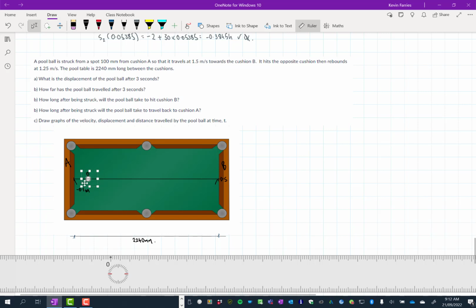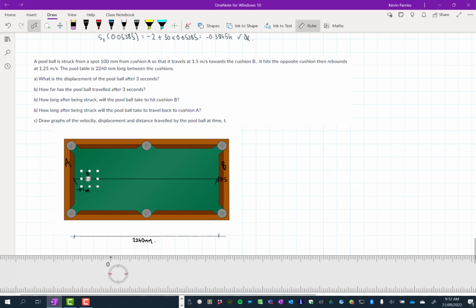So we're just being careful about this. The total length, so we're going to take the starting point as 0 displacement. Because it asks us what's the displacement of the pool ball after 3 seconds. If it doesn't tell us relative to what, just assume it's the starting point. Relative to the starting point is the displacement you're looking for. So it's going to start here. So that's going to be minus 0.1 if I take positive displacement in this direction. Don't have to, could take positive displacement in the other direction. But anyway, I've taken it this way.